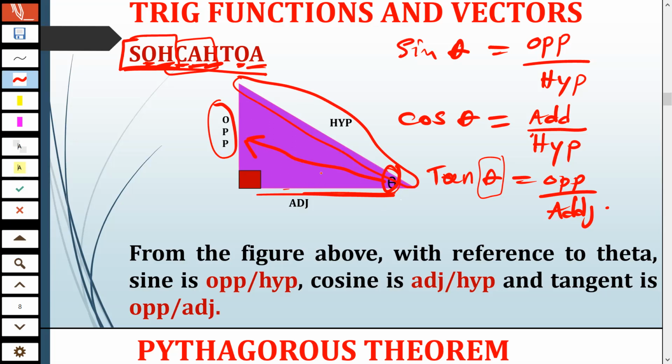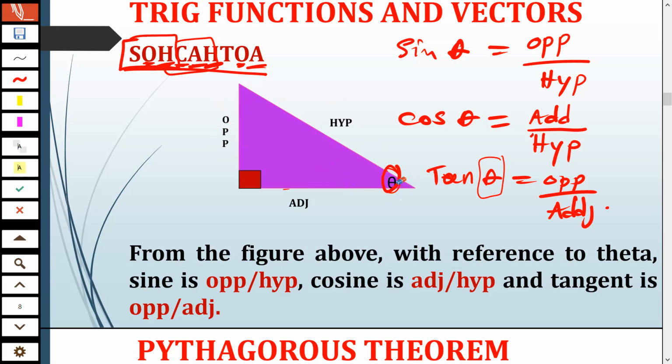Now imagine that theta is somewhere on this side. Then the adjacent becomes this part, and the opposite becomes this side. So theta can either be on this side or where it was before. What you just need to know is how to locate the adjacent and the opposite.